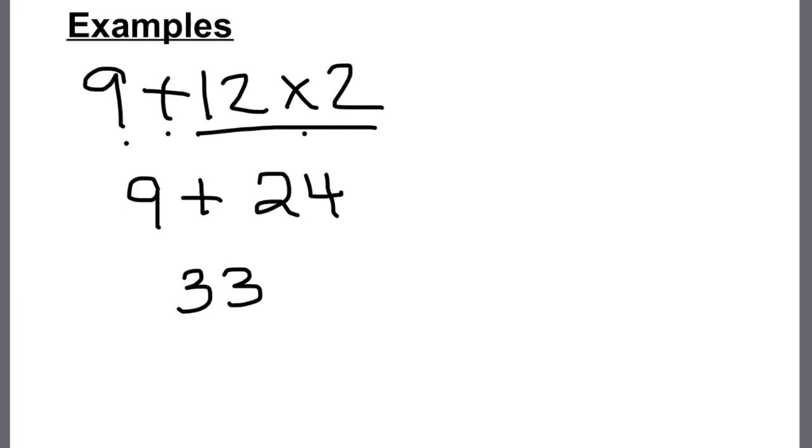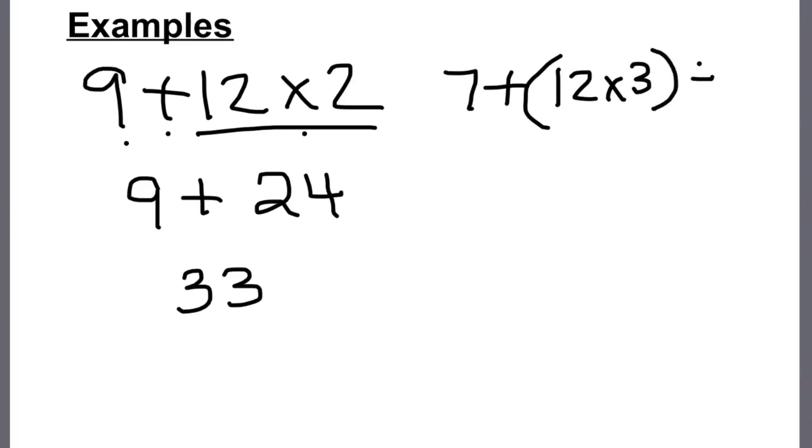So let's look at another one. This example has two operations, multiplication and addition. Let's look at one that has three. So here we have 7 plus, and then in parentheses, 12 times 3 divided by 6. So we always do our parentheses first. So we're going to do 12 times 3, which is 36.